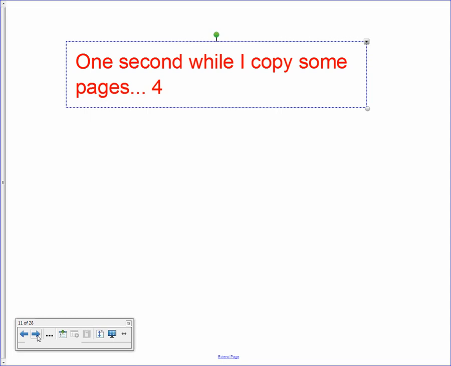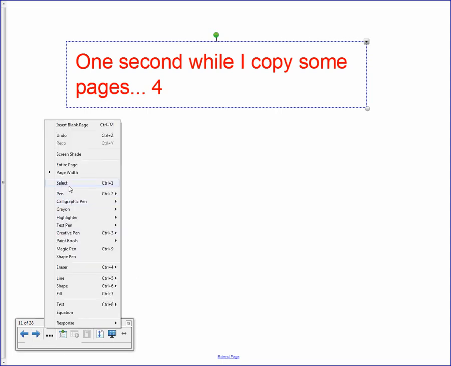All right, so give me 1 second while I copy some pages here.